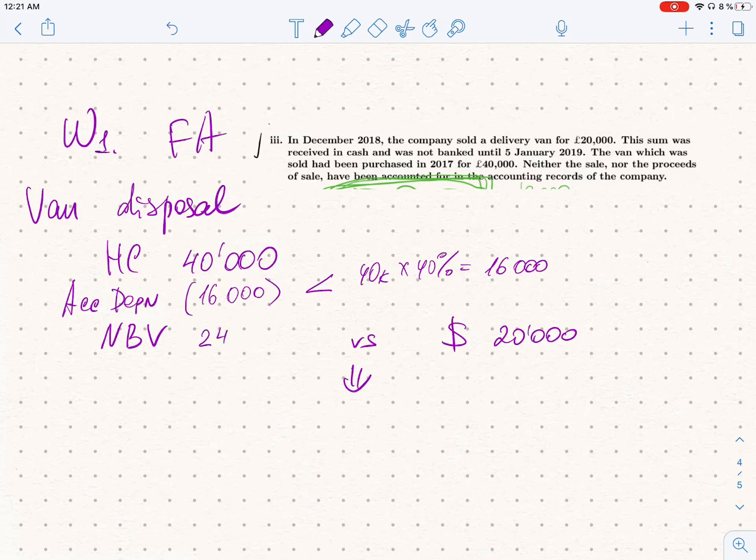24,000, and the van was sold for 20,000. That means the operation created a loss of £4,000. So this amount goes to the profit and loss statement. And these amounts, the 40,000 historical cost and accumulated depreciation, should adjust our records concerning the fixed assets in the financial statements.